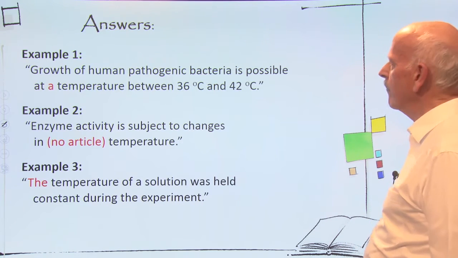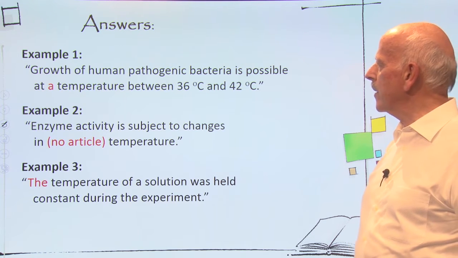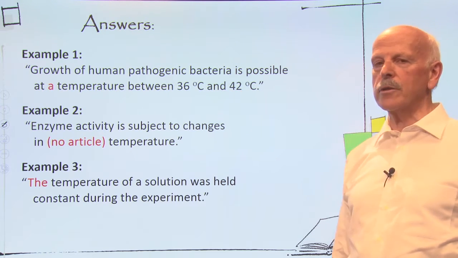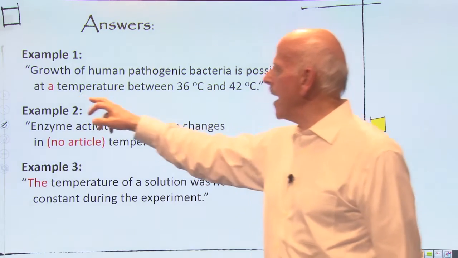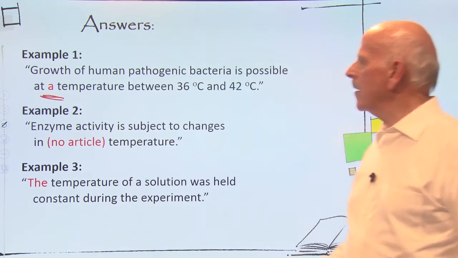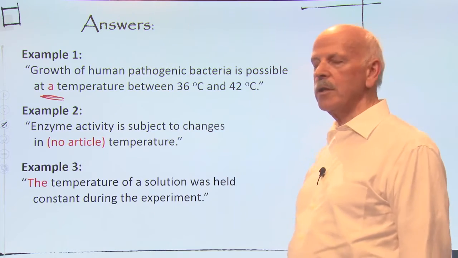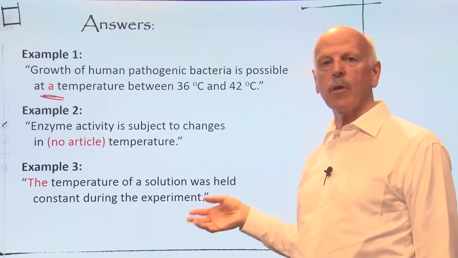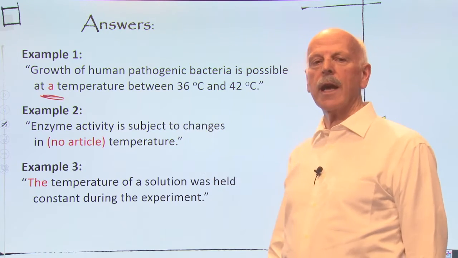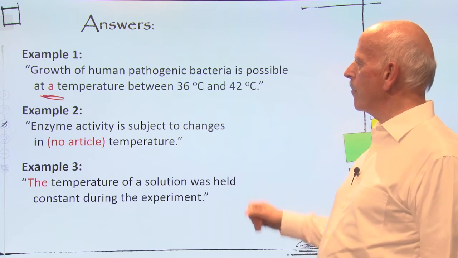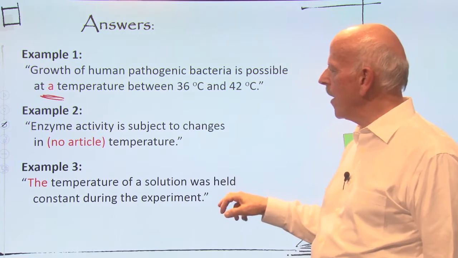Let's look at the answers. For the first one: growth of human pathogenic bacteria is possible at a temperature between 36 and 42 degrees Celsius. So it is a temperature, because we have many choices here between 36 and 42. We have 36, 36.1, and so on. It's a range of temperatures, many possibilities. So we are looking at a temperature. Enzyme activity is subject to changes in temperature.